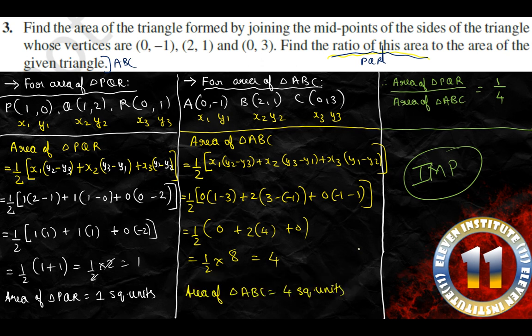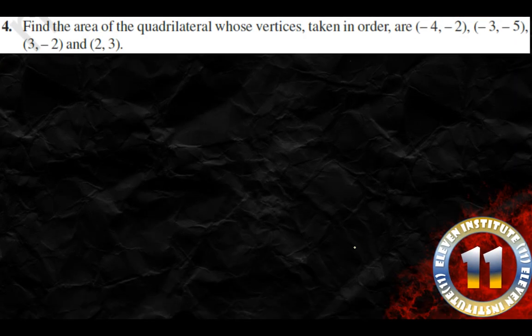I hope you have written this. Let us move ahead to question number 4. Again, please mark this as a very important sum. Find the area of quadrilateral whose vertices taken in order are given as follows. So let us first assume that these are the vertices of a quadrilateral.